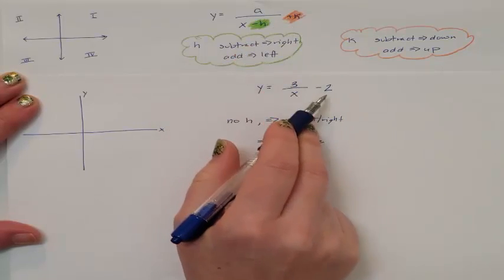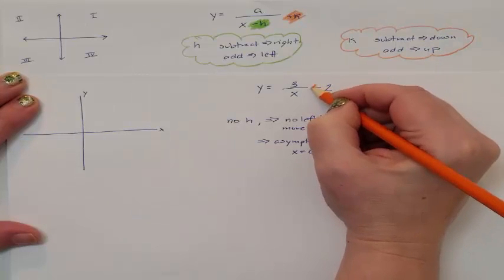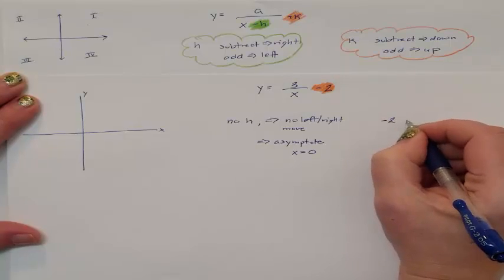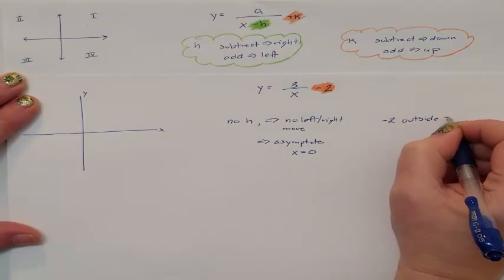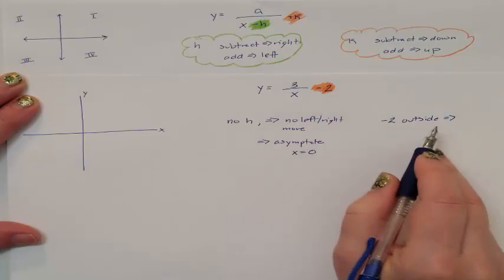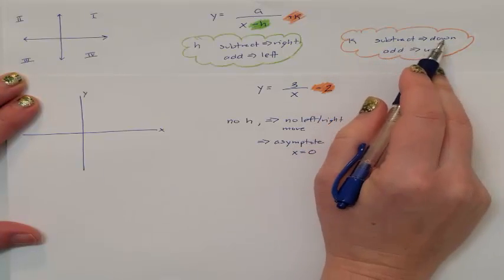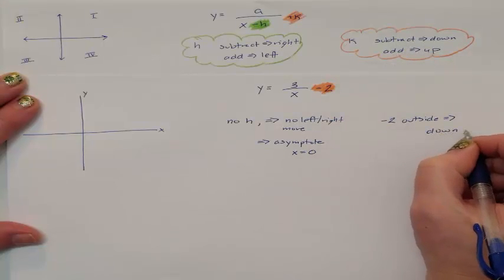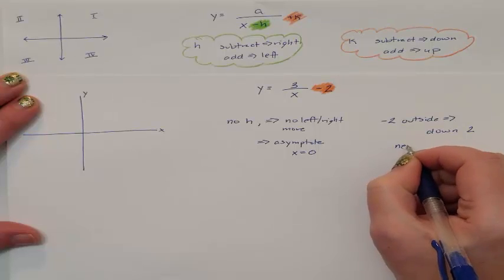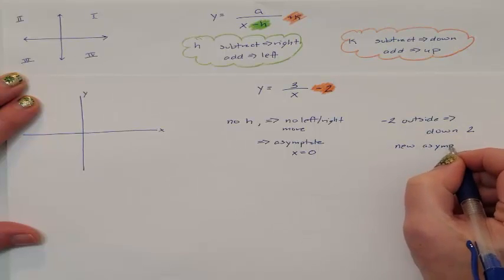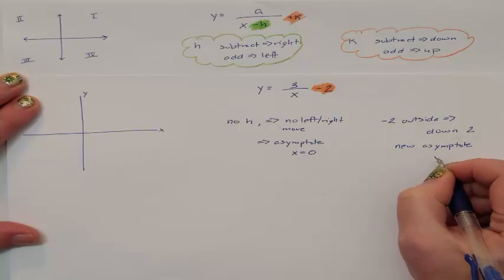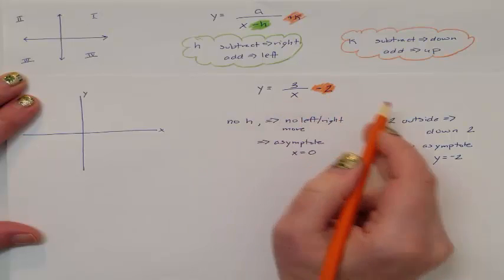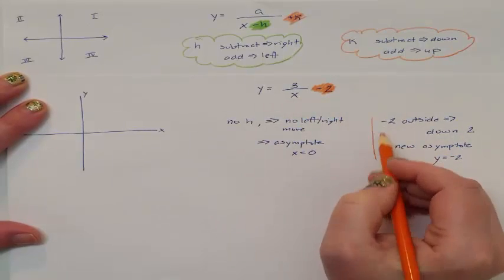And now we got to look at the k. The k is the outside move. So right here on the outside, I see that I have a -2. Add and subtract moves told us that we were going either up or down. Since it was a minus, we're actually going down. So this is going to be a down 2 move, which means we now have a new asymptote. And that moved our y's. We went down, so it went where y is now -2. So because I have moved down 2, my y asymptote is down here at -2.